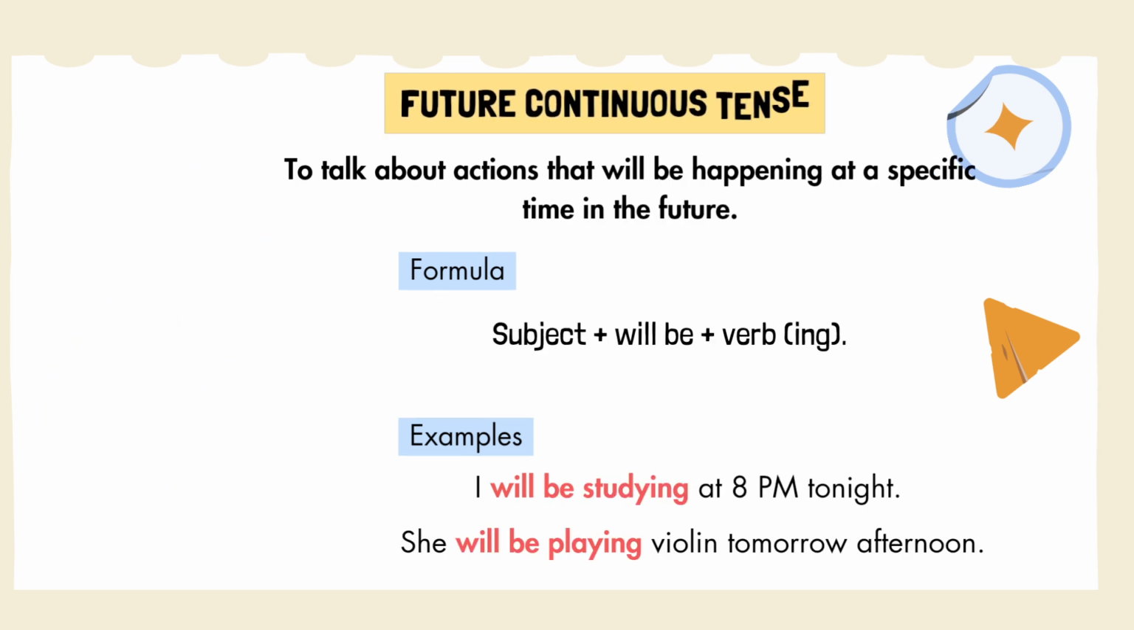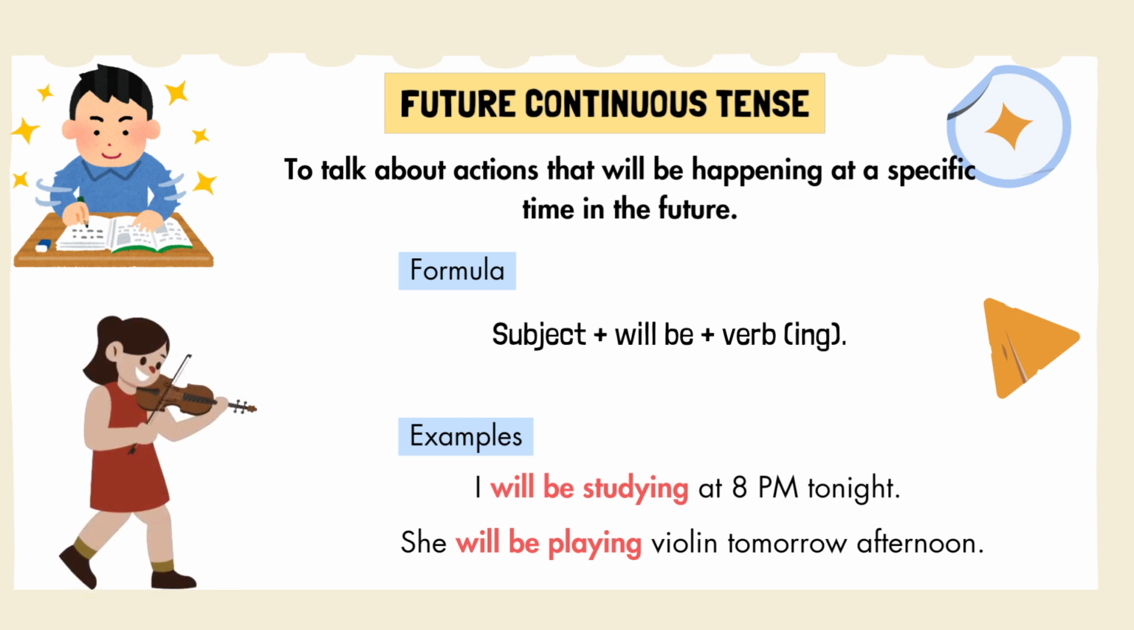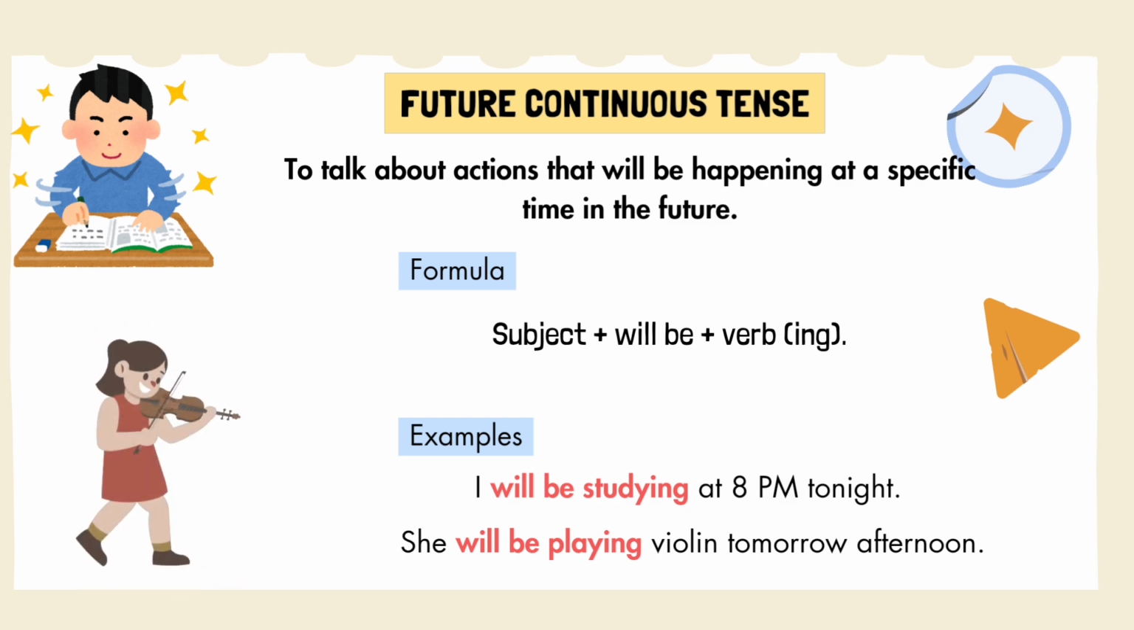Next, we have future continuous. To talk about actions that will be happening at a specific time in the future. The formula is subject plus will be plus verb, ing. For example, I will be studying at 8 p.m. tonight. She will be playing violin tomorrow afternoon. It's all about actions in progress in the future.